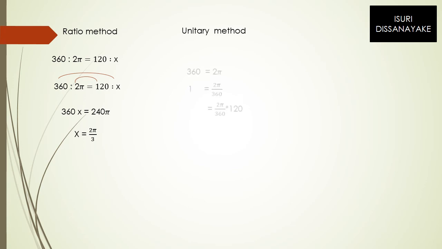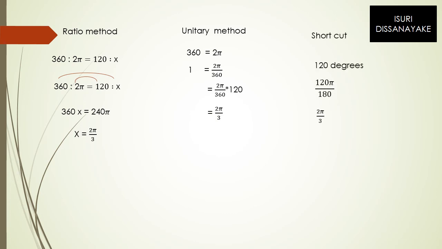We follow the unitary method. 360 degrees means 2 pi. 1 degree means 2 pi divided by 360. 120 degrees means you multiply it by 120. You get the same answer. And you also can follow the shortcut. That is, you write 120 with a pi and you divide it by 180. You will get the answer directly, 2 pi over 3.